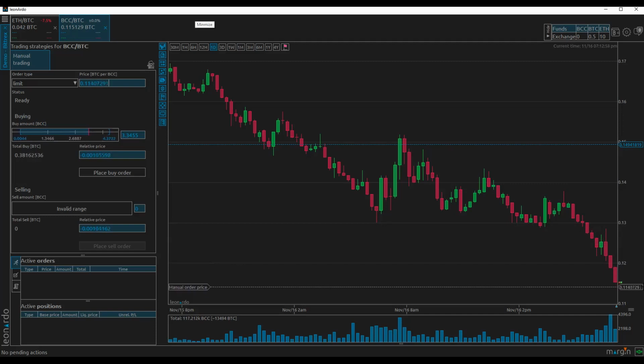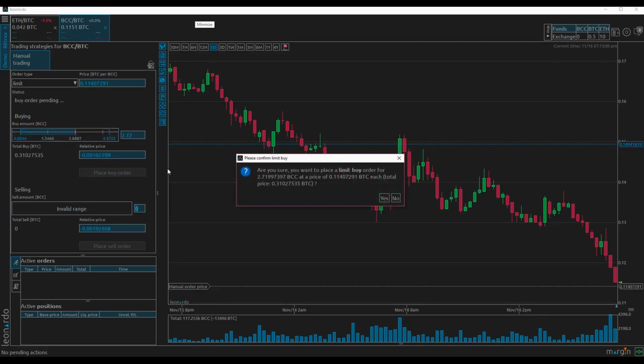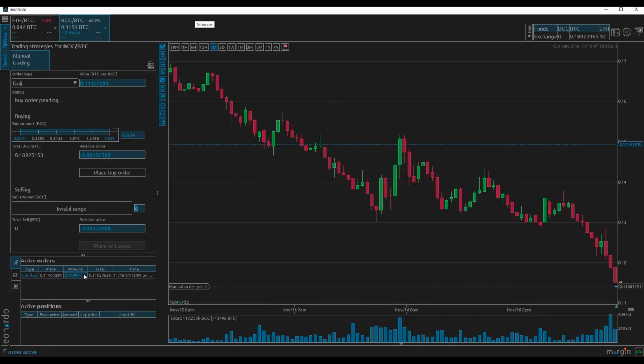And let's say I want to buy at this price, and I want to buy just half of all my Bitcoins. And then you'll place the buy order and click OK. You accept that, and boom, your buy order will show up here. So this means, okay, I want to buy 2.7 Bitcoin Cash at this price, 0.11. So this will cost me 0.31 Bitcoin when it goes through. Almost there.